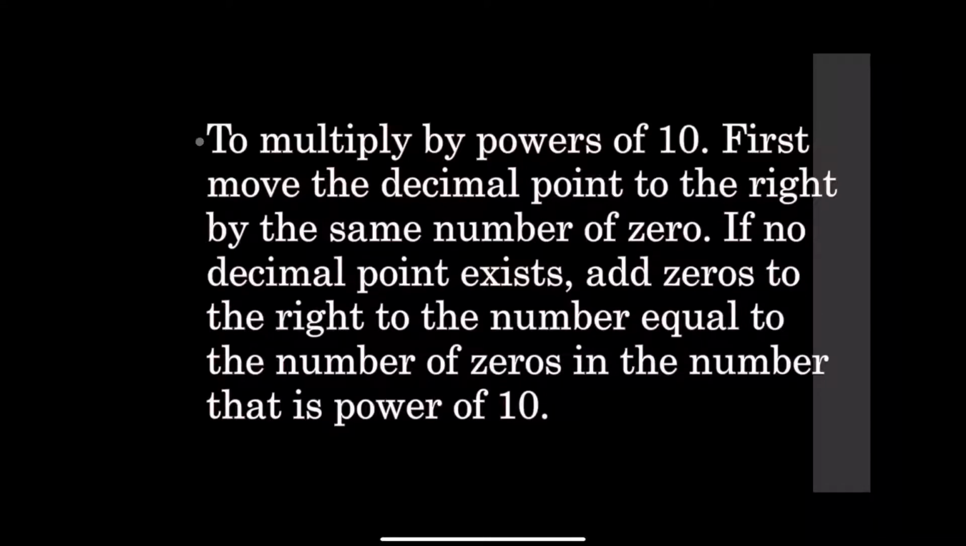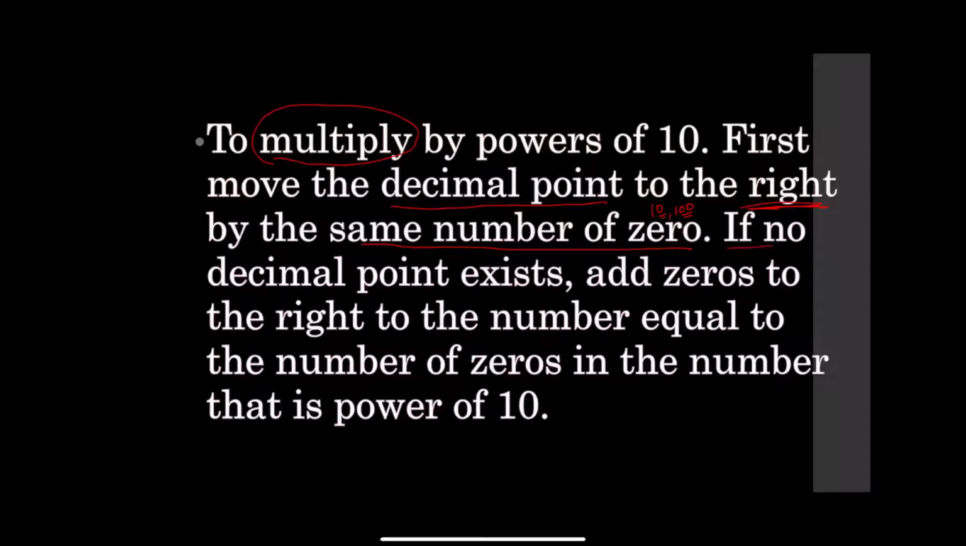To multiply by powers of 10, first, move the decimal point, if we have a decimal point, to the right. And be careful. In case of the multiplication, we have to move the decimal point to the right, because later we will see the division. We need to move the decimal point by the same number of zeros in the power of 10. So if we have 10, we need to move the decimal point to the right only one place value. If we are multiplying by 100, then we need to move the decimal point to the right two place values.